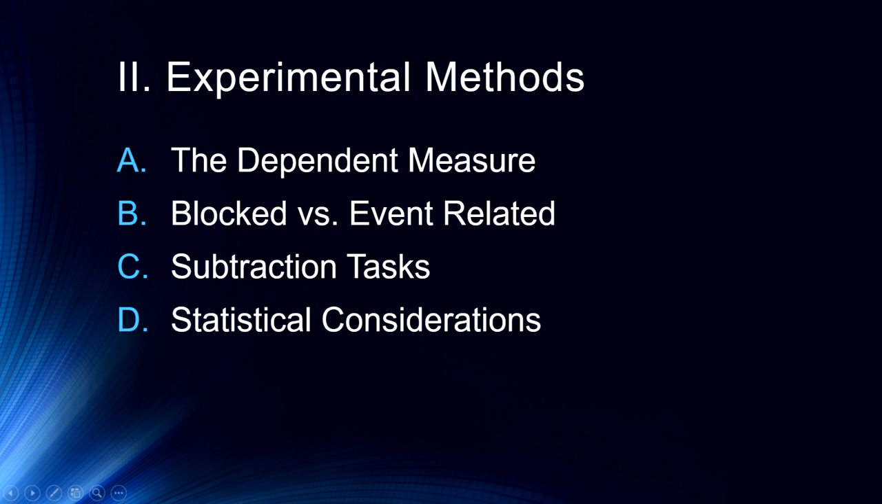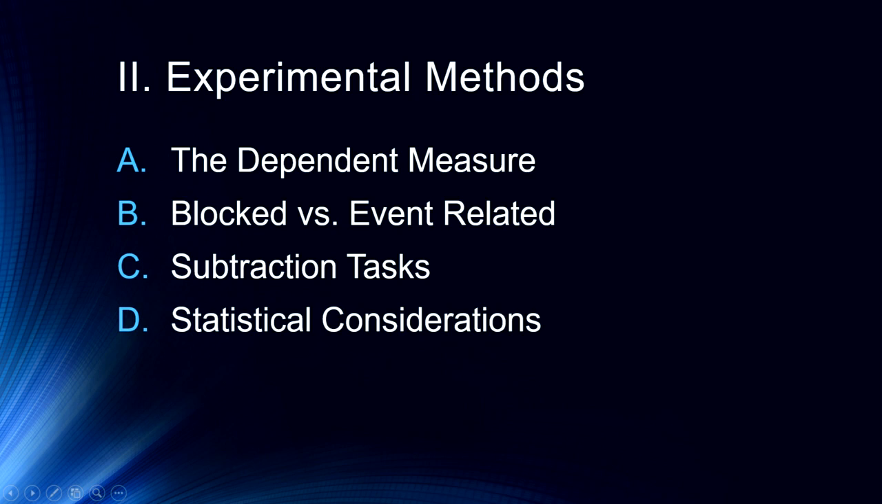We'll then talk about blocked versus event-related designs. Block designs: all PET scans are block designs. There are some event-related fMRI designs. We'll talk about subtraction tasks, and then finally wrap up with trying to understand how these statistics are computed, and also understand what exactly it is that you're looking at when you look at a magnetic resonance imaging plot, like you might see on the news or in your textbook or many other areas that we're going to look at.